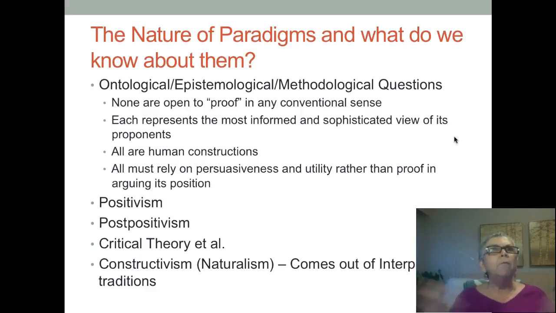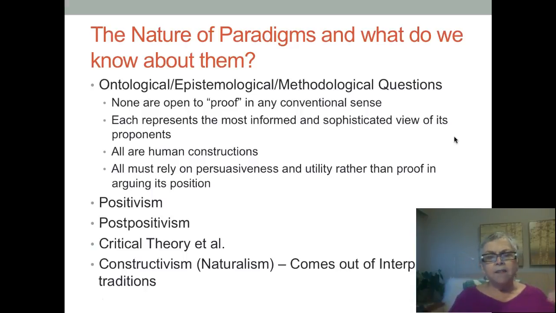They come from different domains. So it's like comparing apples and oranges. So none are open to proof in any kind of conventional sense. Each represents the most informed and sophisticated view of its proponents. So over time, this is what we know about a particular kind of quantitative research. This is what we know about a particular kind of qualitative research. This is the most informed and sophisticated view of those who do that kind of work, and that becomes, in some senses, the standard by which it's judged.